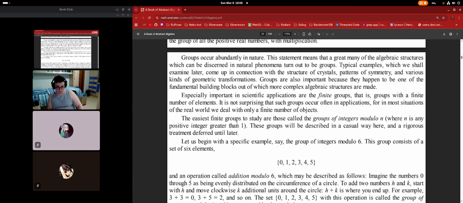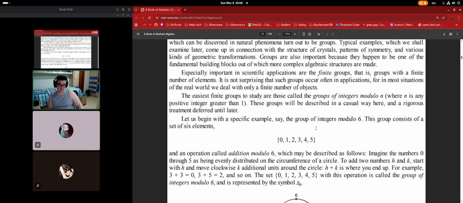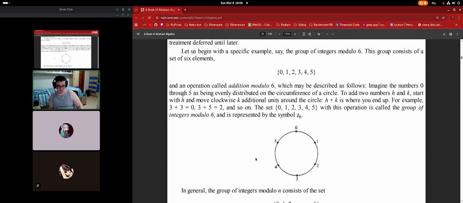And then we go actually to a very interesting application, which is the groups of integers modulo n, which, well, as programmers, we are very familiar with this operation, right? But I never actually thought of a pictorial representation of this process, and then this is one of them. That's nice.